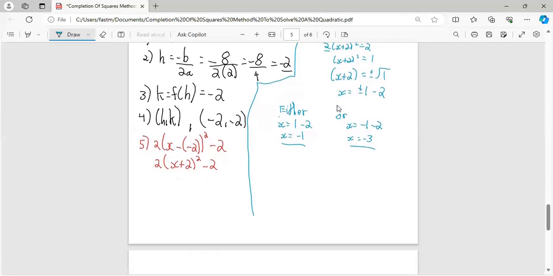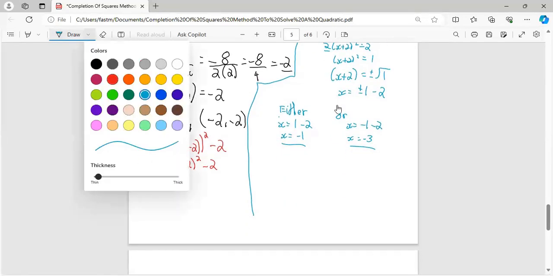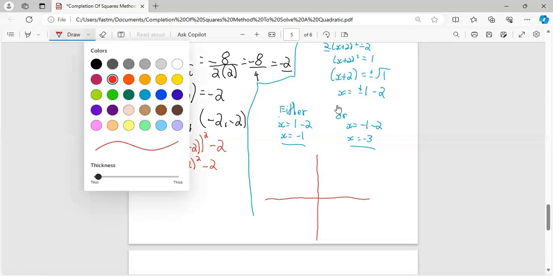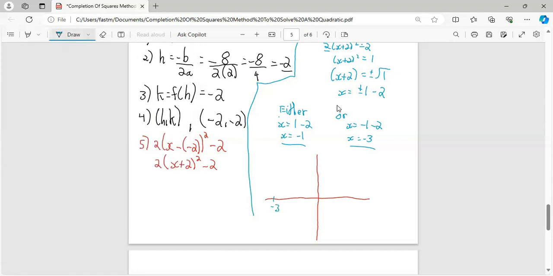So now we can sketch it. Let's sketch it right here. Nice. So the first thing, we could put down our x-intercepts. So the first x-intercept is minus 3, and the second one is minus 1, from here, right here.